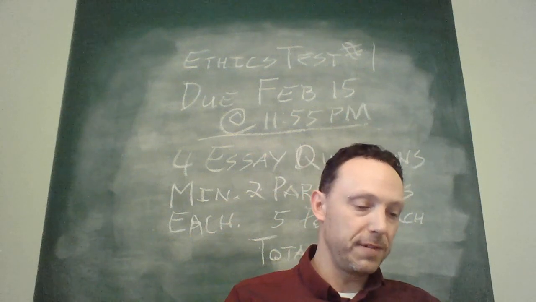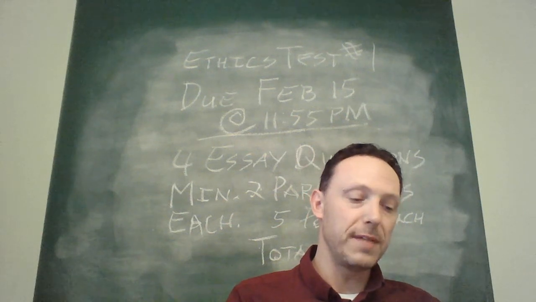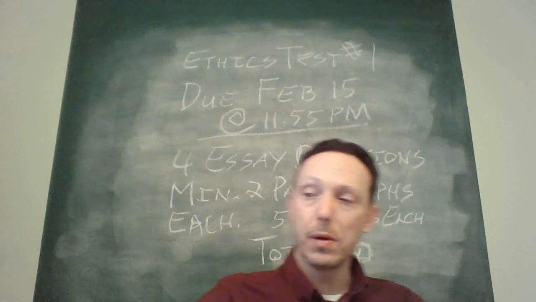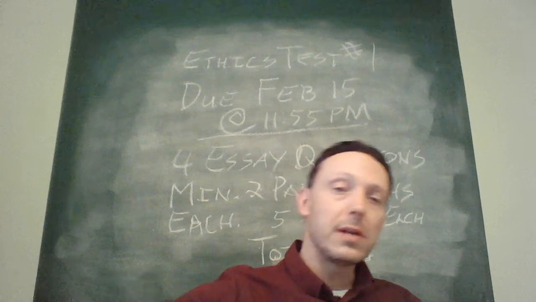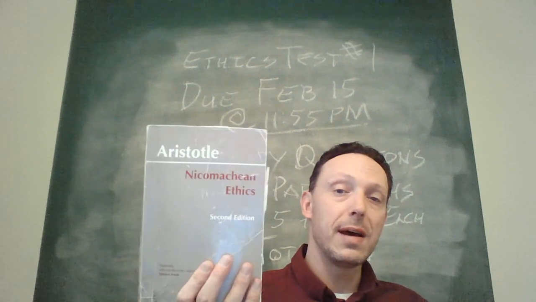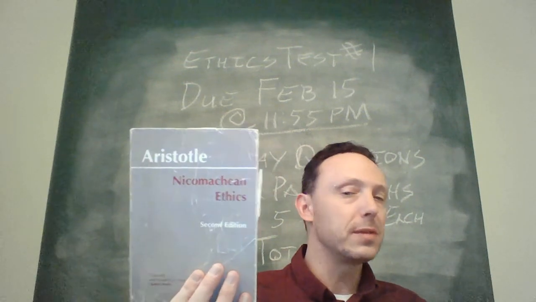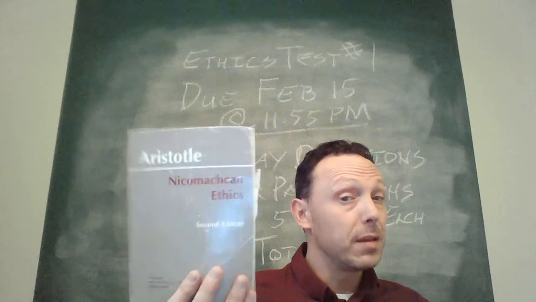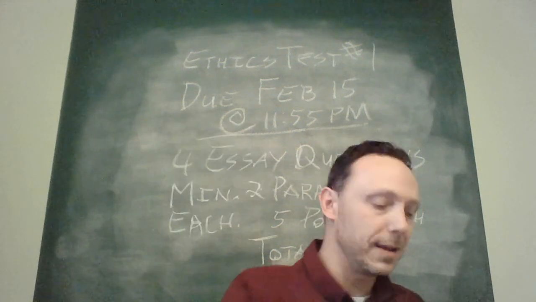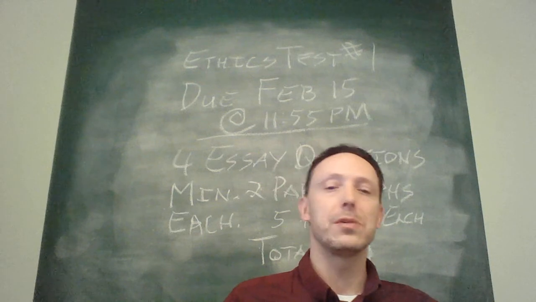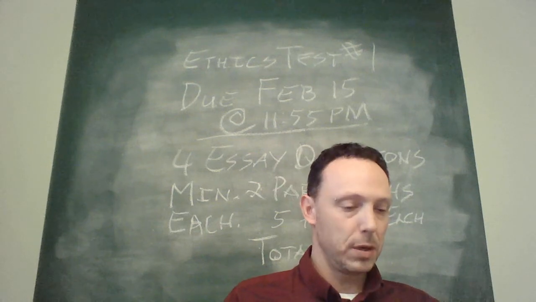So I list off your readings. It's Plato's Five Dialogues, The Apology and the Crito. So that's two of the five here. And Aristotle's Nicomachean Ethics. It's book one, two, and section one of book three. Though I've got to say, I didn't ask you a question on book three of the Nicomachean Ethics. I only had two Aristotle questions that were possible.